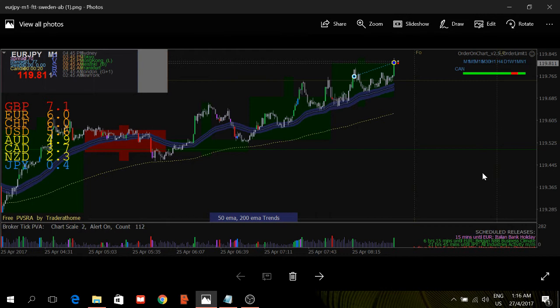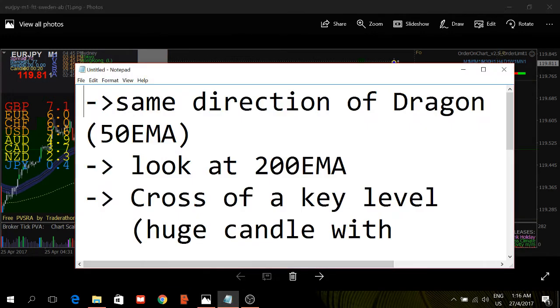All right. So the strategy today is that we're going to trade in the same direction of Dragon. For those who don't know, the Dragon is the 50 EMA, the exponential moving average, and we are looking at the 200 EMA. So price needs to be traded below or above the 200 EMA, depending on the kind of trade, if you place a bullish or bearish trade. All right, so first of all, what do I mean by same direction of Dragon?